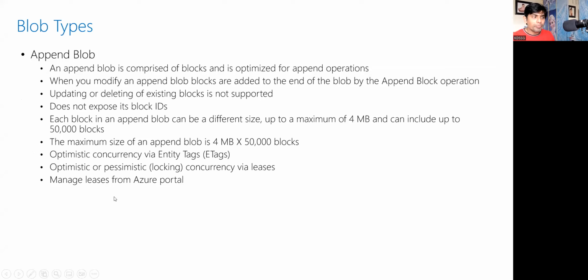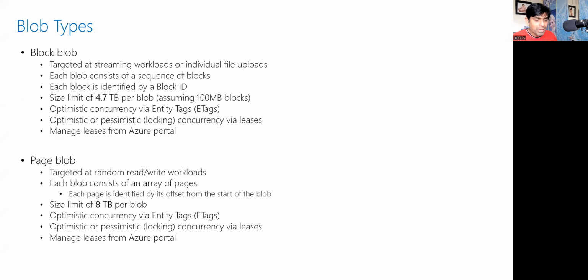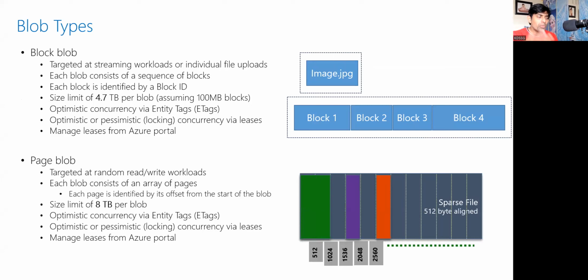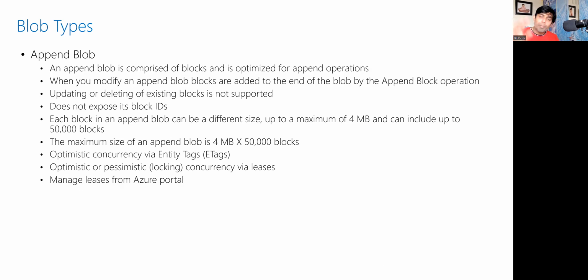So append blob is also one type of blob only. Total 3 types of blobs we have, right? Block blob, page blob, that we have already discussed. Block blobs have this architecture: everything is broken in the form of blocks. Page blob has a different architecture, 512 bytes aligned. Append blob is not like that. Append blob is completely a little different.